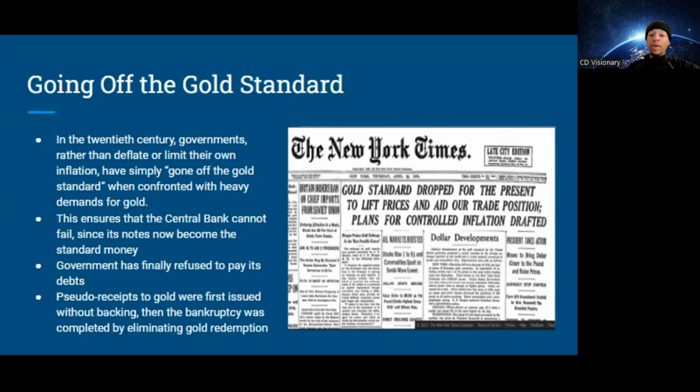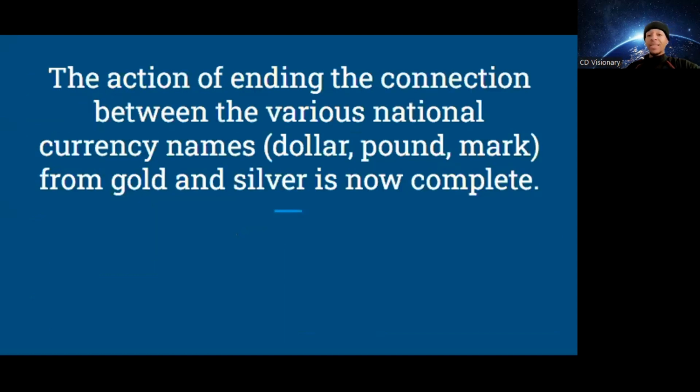Government has finally refused to pay its debts. Pseudo receipts to gold were first issued without backing. Then the bankruptcy was completed by eliminating gold redemption. The action of ending the connection between the various national currency names, dollar, pound, mark, and gold and silver is now complete. So at the beginning, basically, the dollar, the pound, the mark, these were basically just names, different types of weight when it comes to gold and silver. So now the dollar, the pound, the mark have become their own currency.